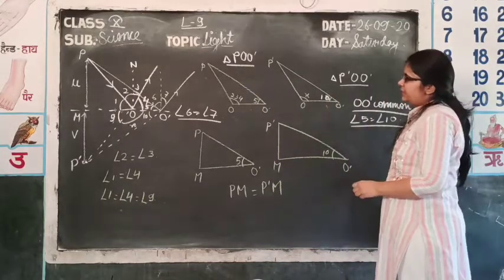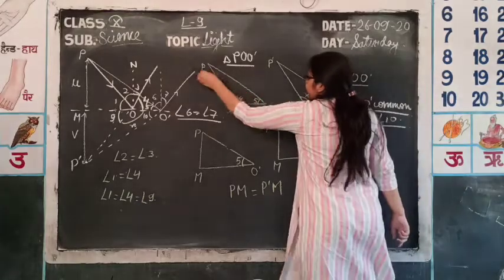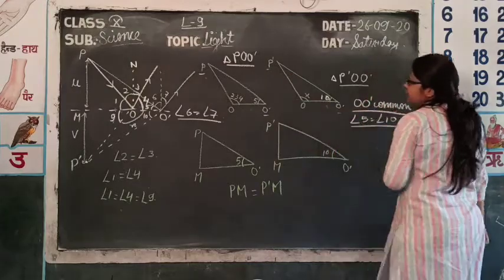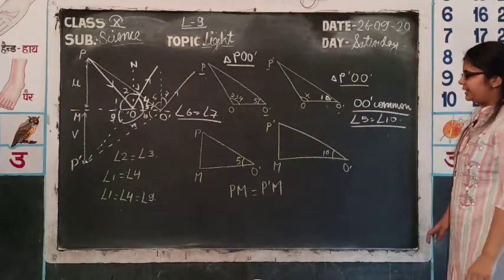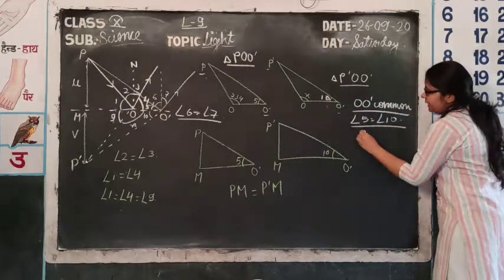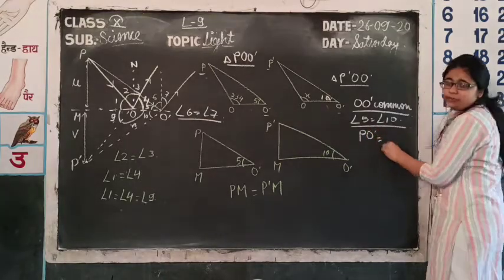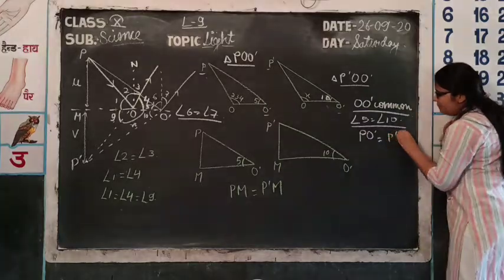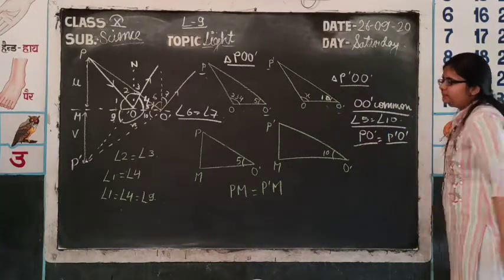So, you may say that the sides PO dash and P dash O dash are also equal to each other. So, by that congruence property, you can say that side PO dash is equal to P dash O dash.